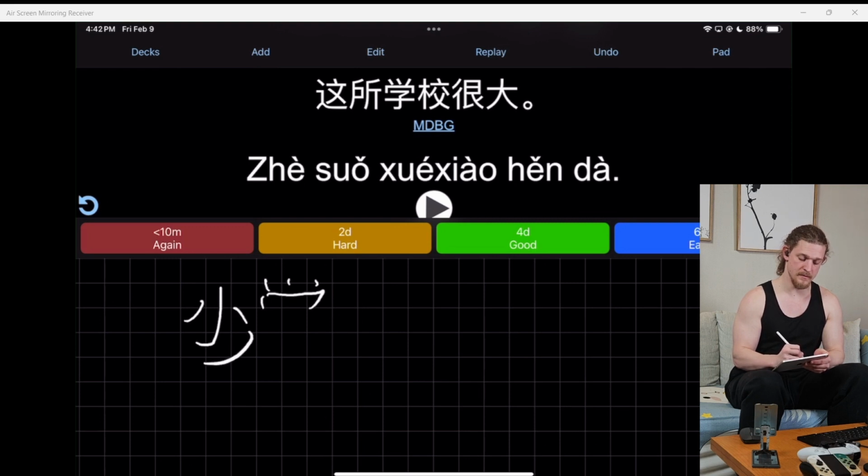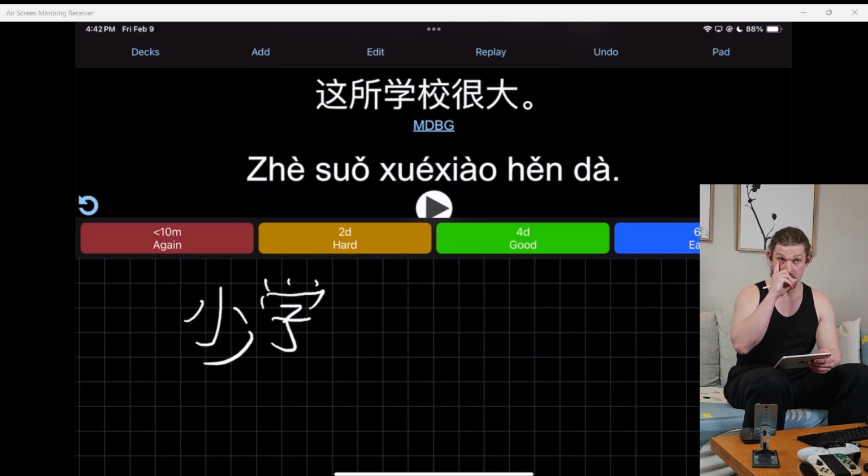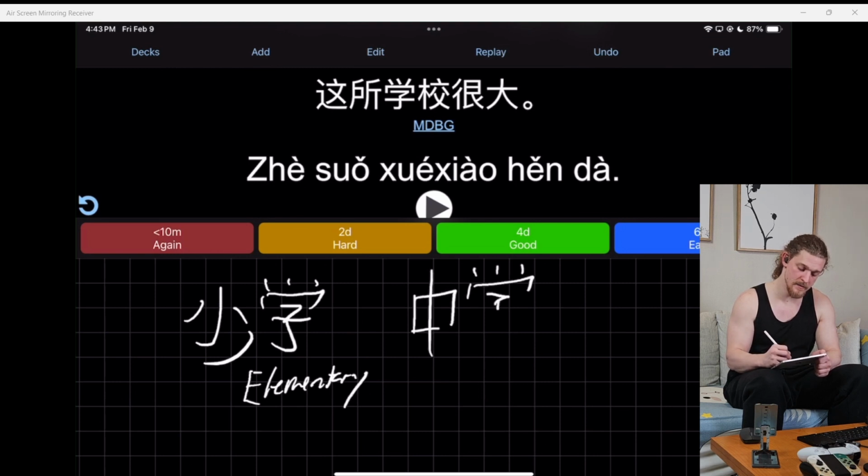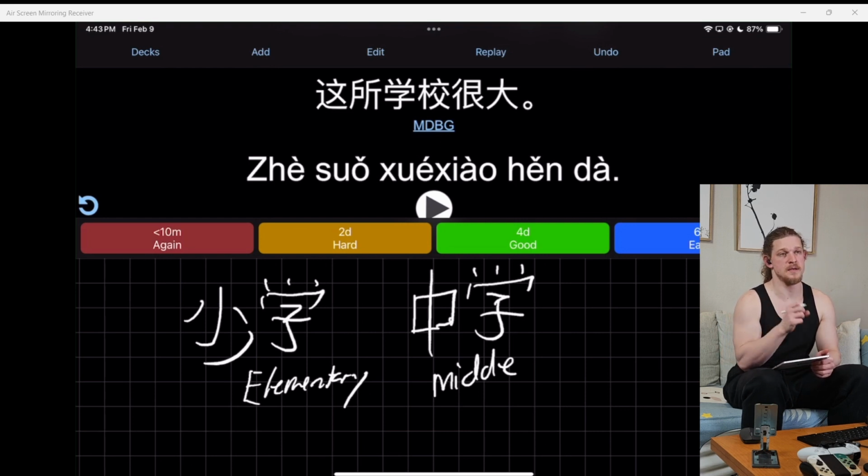So you have 小学, I believe, is elementary. You have 中学, which is a middle school. Character 中 is the same for China. It's China's 中, 中国. So you have 中国, the middle country or middle kingdom. That's why people call it the middle kingdom. It literally is called the middle country in its own language.